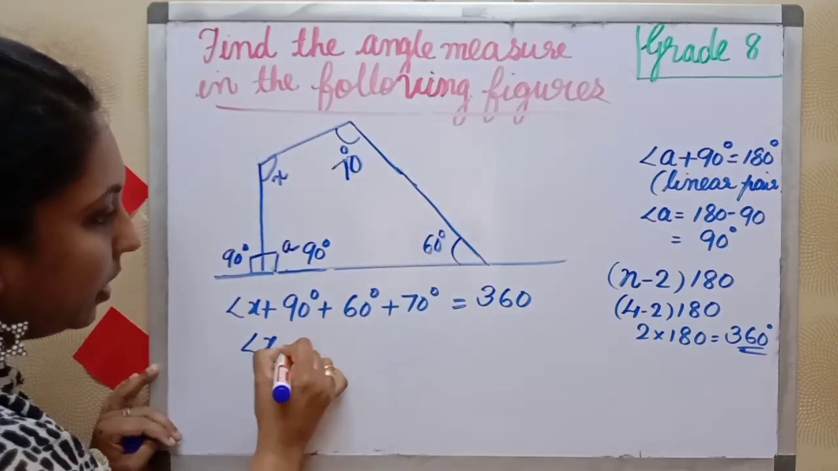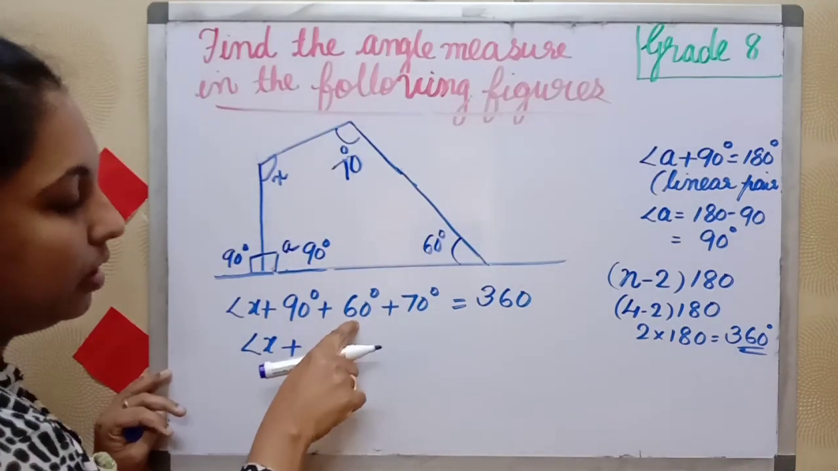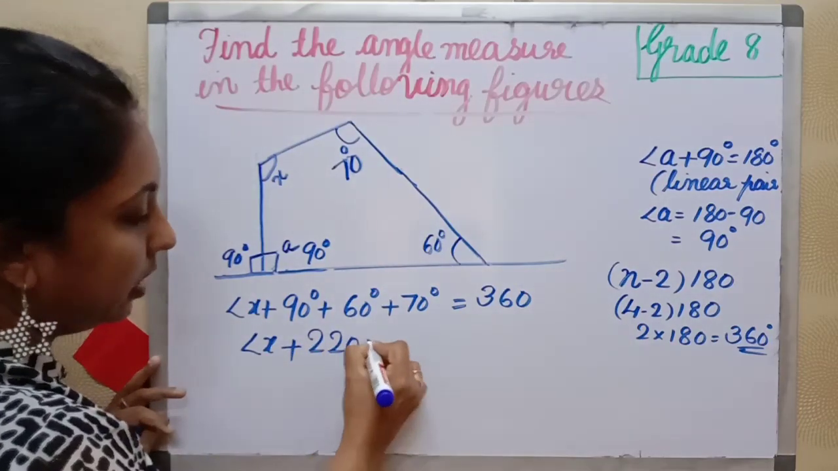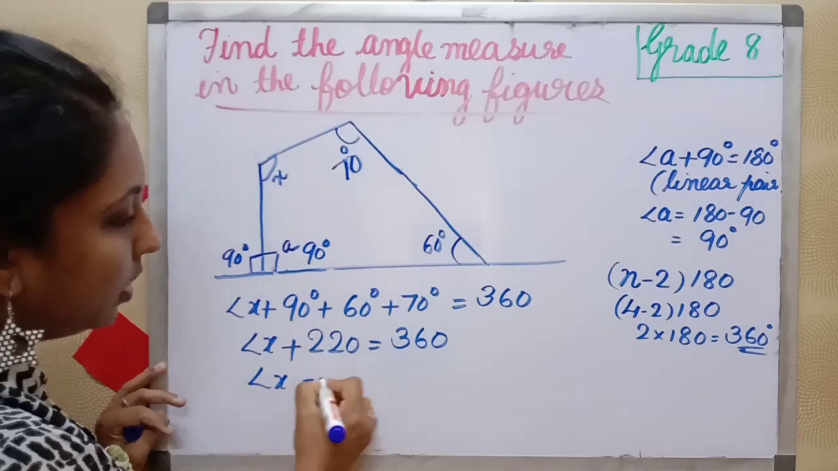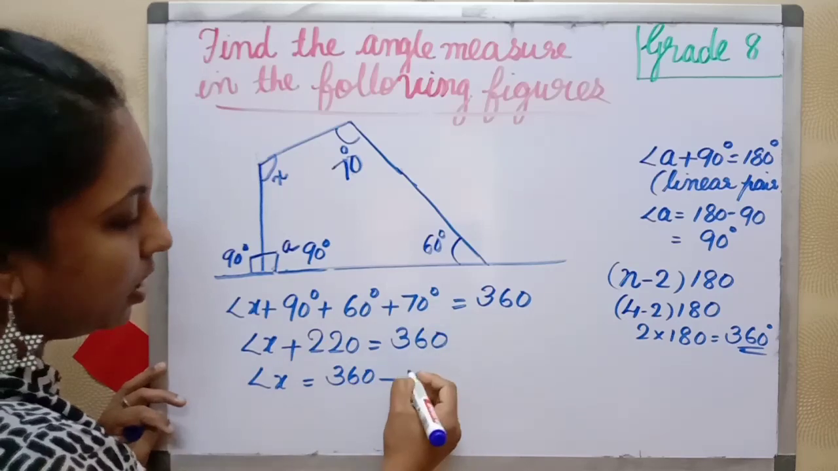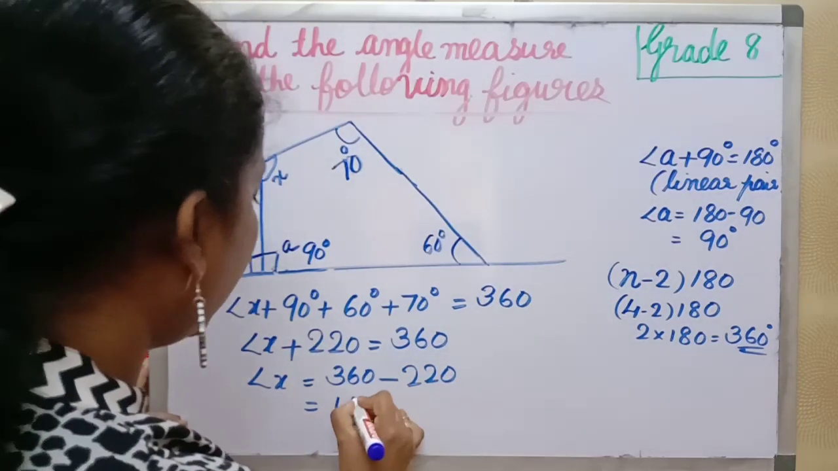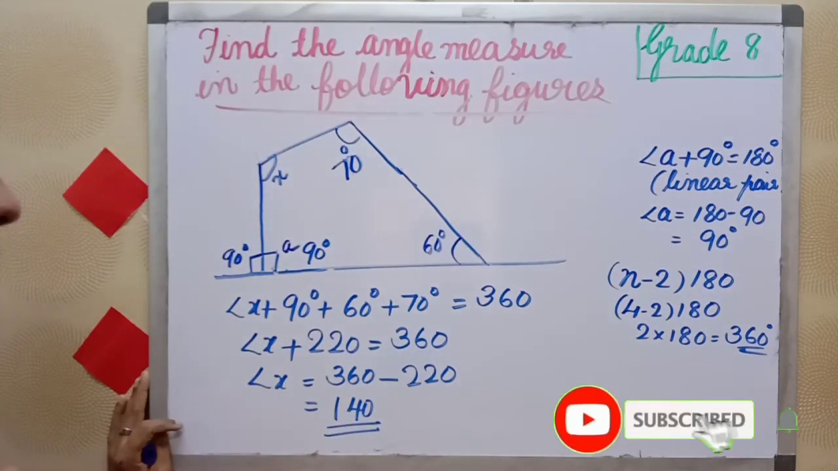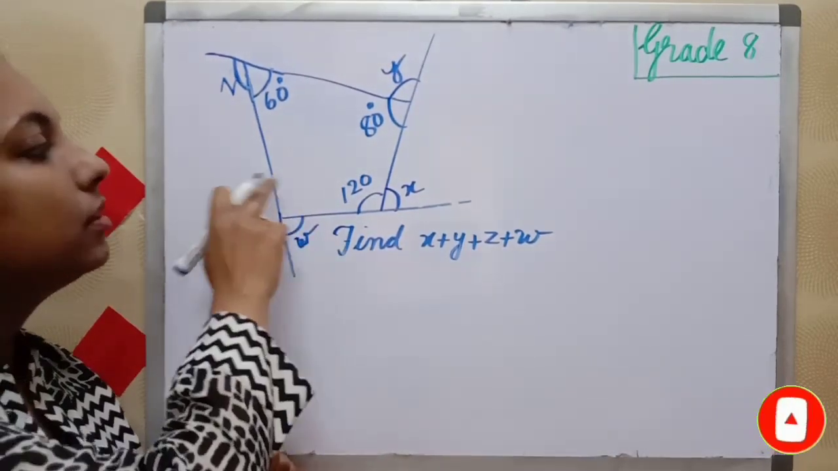So angle x plus 90 plus 60 is 150. 150 plus 70 is equal to 220, which is equal to 360. Now angle x is equal to 360 minus 220, transposed to the RHS, minus 220. That means 140. Angle x is equal to 140. Second question, so a quadrilateral.